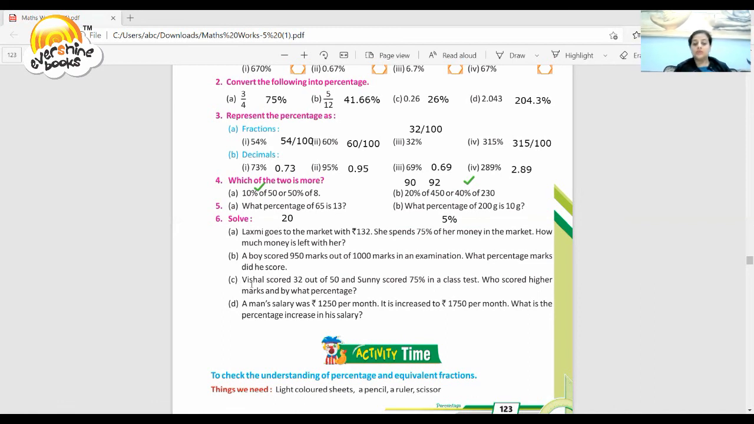Now, Vishal scored 32 out of 50, 32 upon 50, and Sunny scored 75 in the class test. Who scored higher marks and by what percentage? You have to take out the percentage of both in the class test. Now, a man's salary was 1250 per month. It is increased to 1750 per month. What is the percentage increase in his salary? You have to subtract the amounts, then you have to take out the percentage.